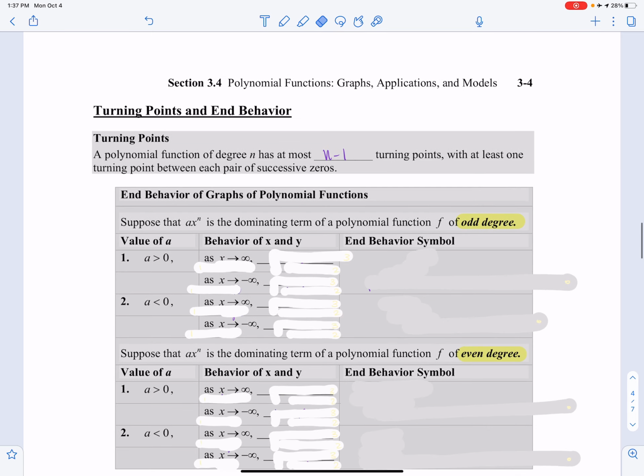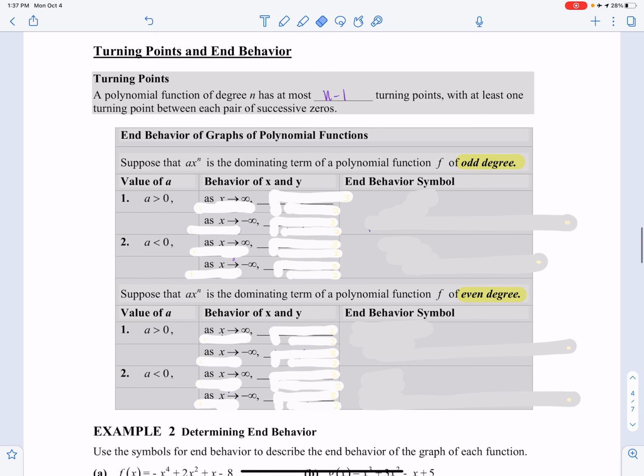All right, now let's talk about the end behavior. Now this box is pretty extensive, so we'll go through it fairly slowly. But let's take a look at what we're dealing with. The first thing is that I'm looking at a polynomial, ax to the nth power. Notice it calls it the dominating term, and I have said the leading term. And so this is going to be the term where the degree occurs.